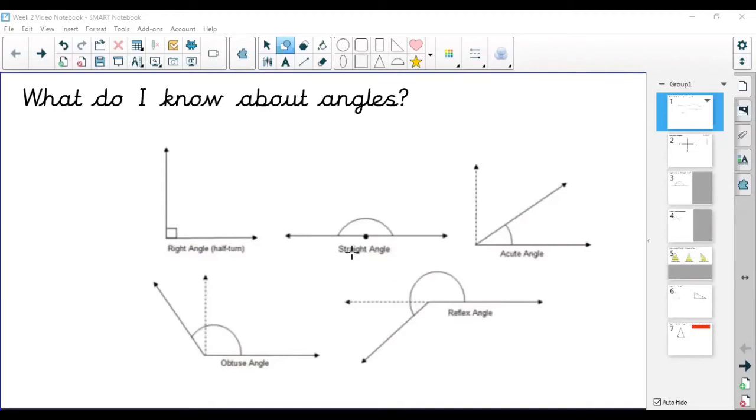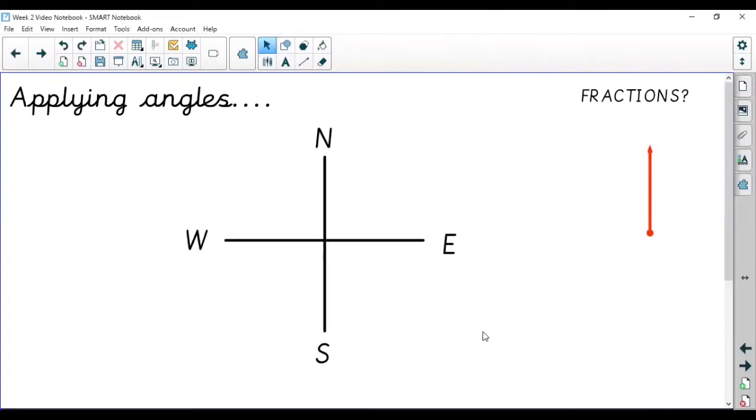So now I've asked myself a little bit about what I know about angles. I know that right angles are 90, angles in a straight line are 180 degrees. We've got acute angles, which are less than 90, obtuse, which are larger than 90, and then reflex, which are larger than 180. So applying angles.